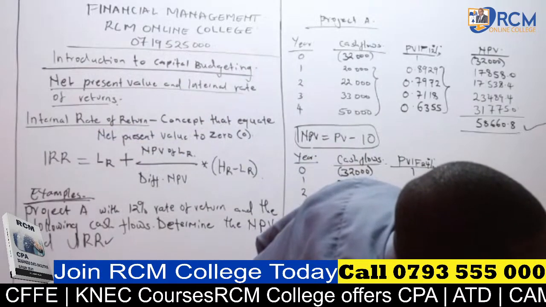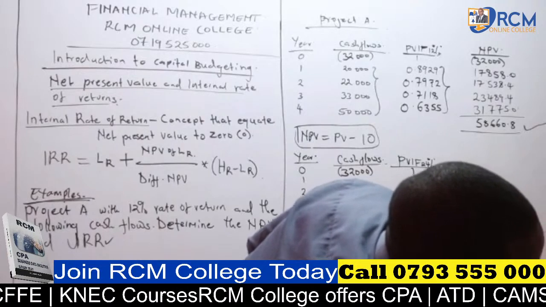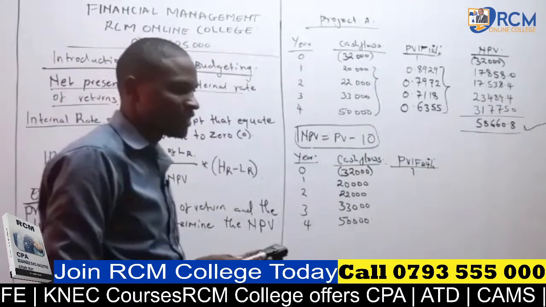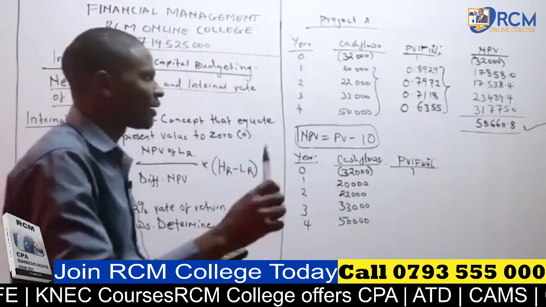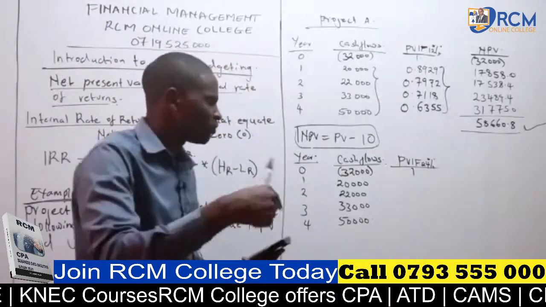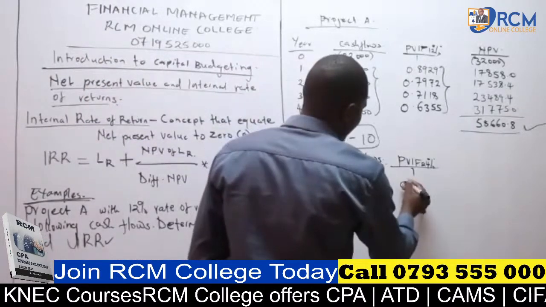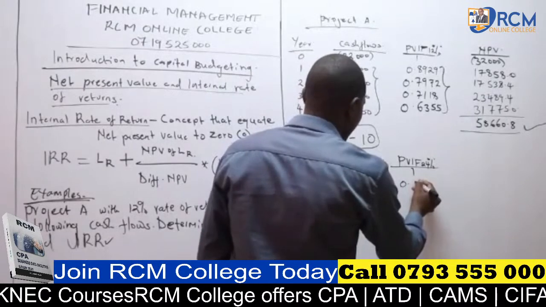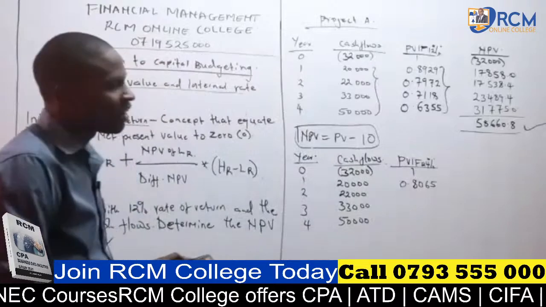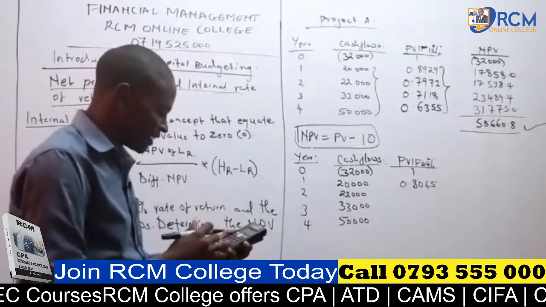I don't know whether you have a calculator. But if you don't, can you use a phone? There are some phones which can help you to do this, or you can look at the table at the back of your past paper. There is a table that can really help you to get this very fast. 0.8065. I don't know whether the 24% will guide us well, but let's do it.